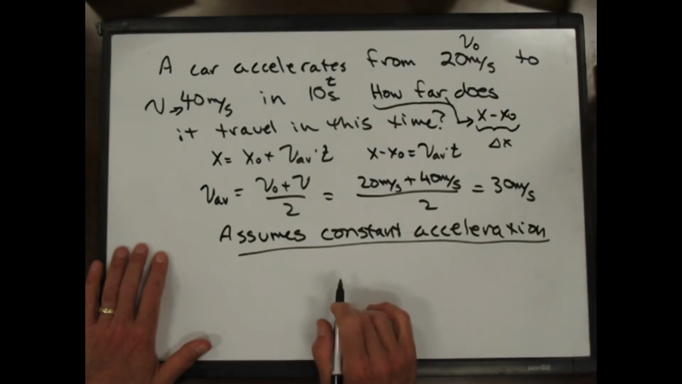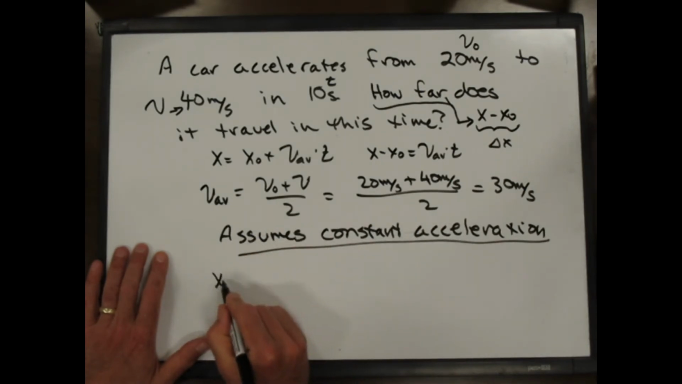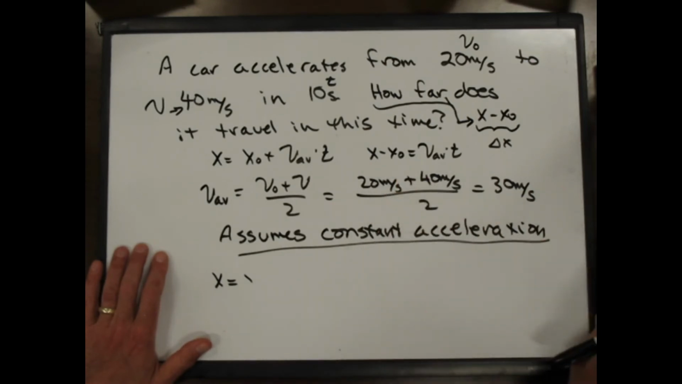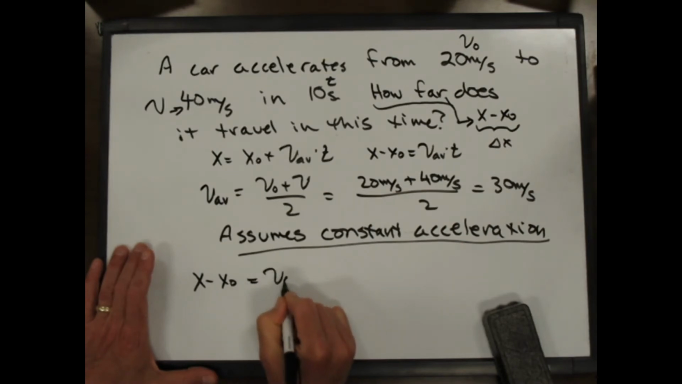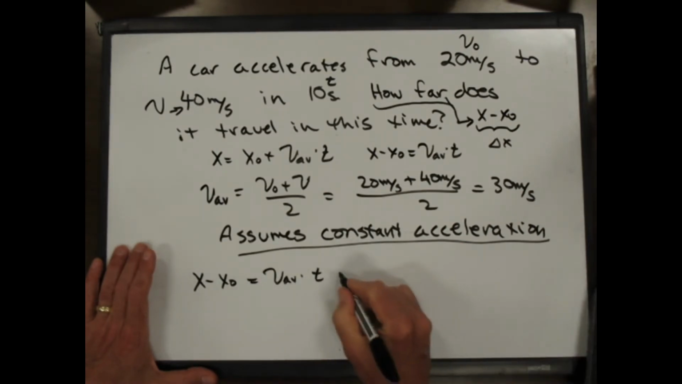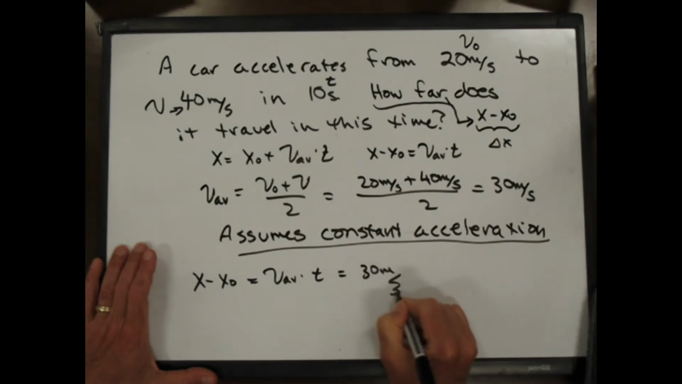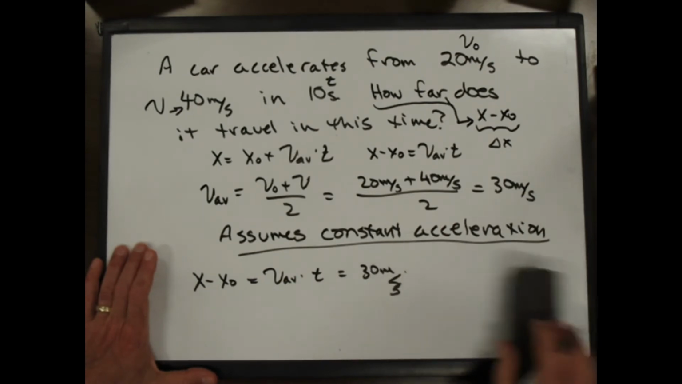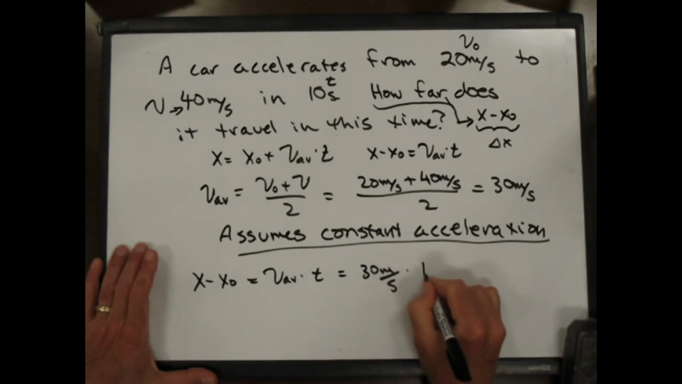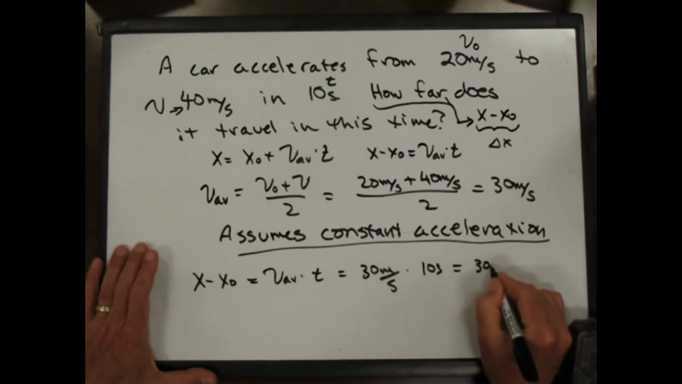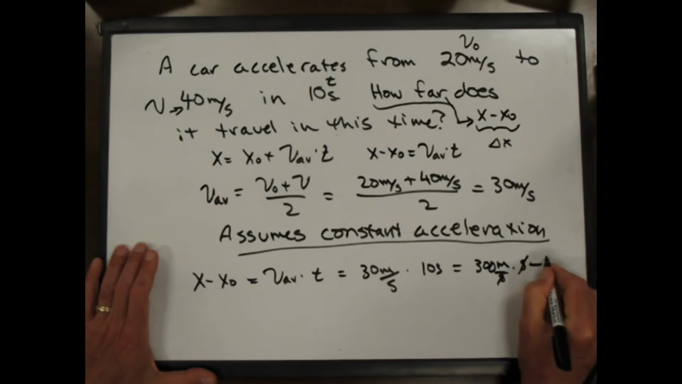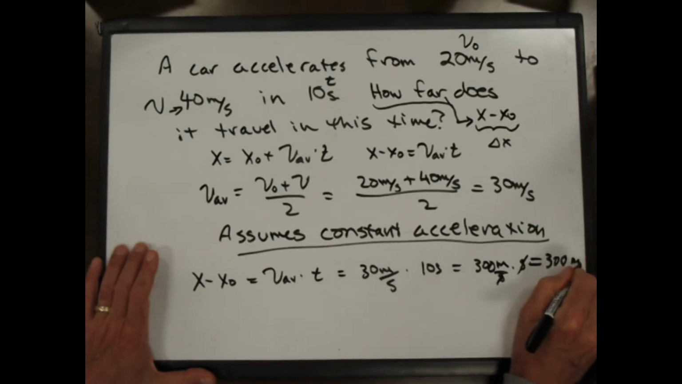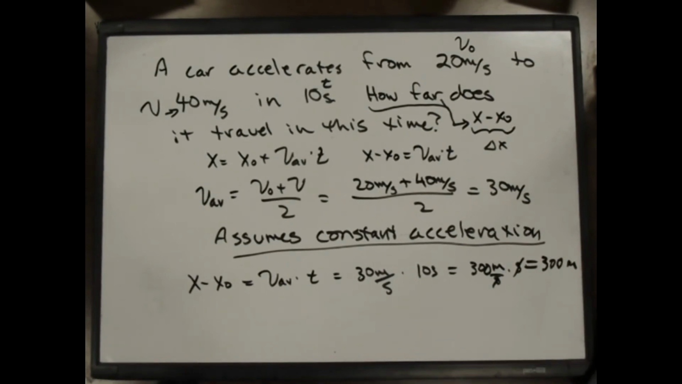So now we can solve this problem. We can say, I wanted to use this equation: x minus x naught is equal to v average times time, and so that's 30 meters per second times 10 seconds, which is 300 meters per second times seconds. The seconds cancel, which is 300 meters. And so that's how far it traveled.